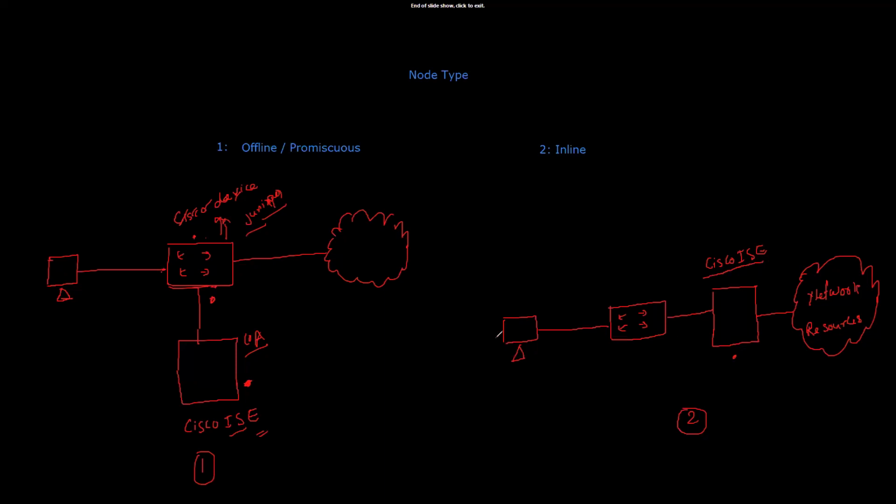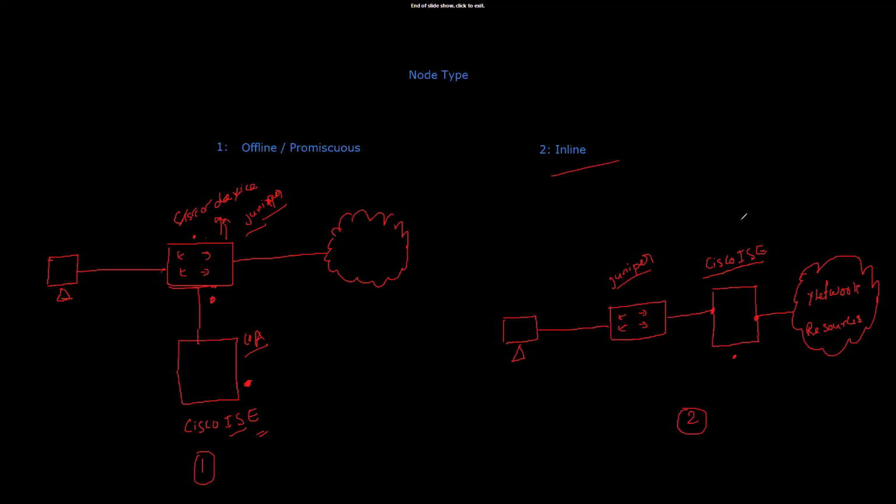Why? Because if this is not a Cisco device and anything fails, at least in the end Cisco ISE has the authority to take the decision whether to allow or not. So as I told you, it depends on the scenario, what type of deployment you want, whether you want the offline node type or the inline node type.